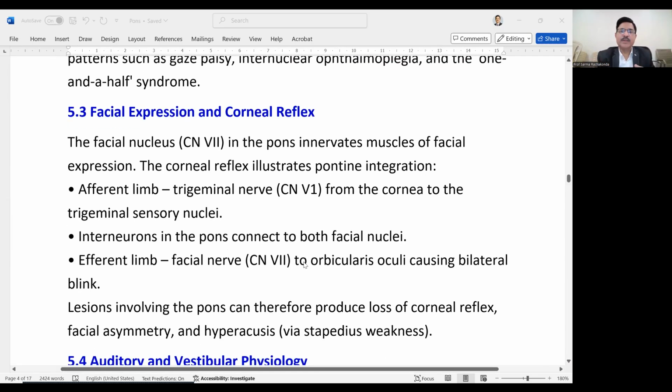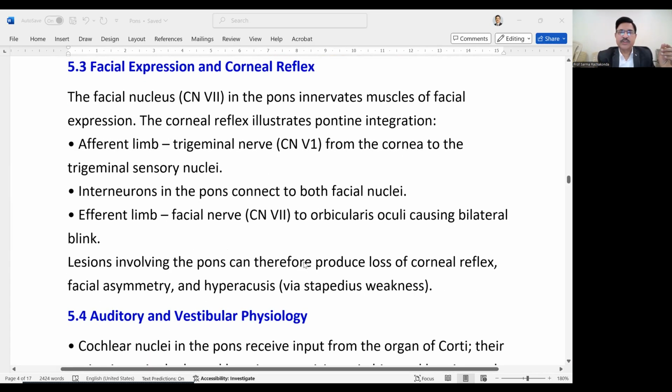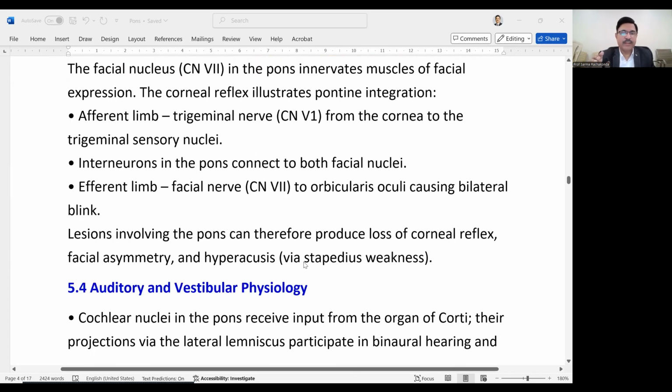That's why the efferent limb, the motor limb, is the facial nuclei. The sensory is V1, the first branch, the ophthalmic branch. Interneurons connect to both the facial nuclei and produce orbicularis oculi contraction, causing bilateral blinking. Lesions involving the pons can therefore produce loss of corneal reflex, facial asymmetry, and hyperacusis because the stapedius muscle is not properly working.